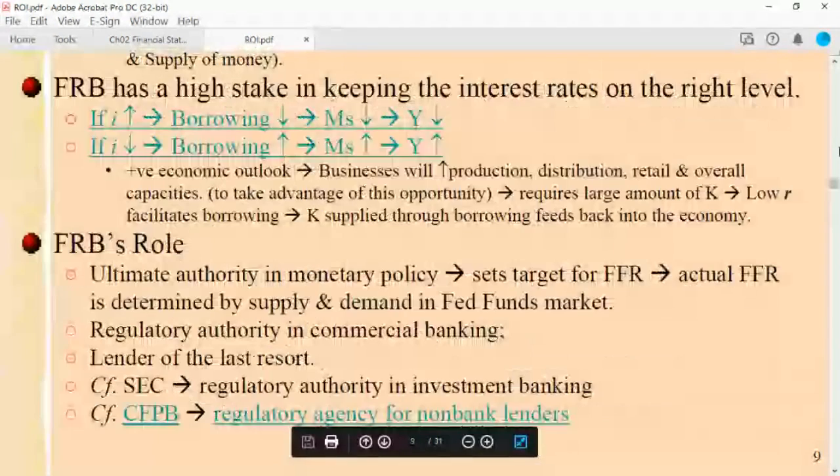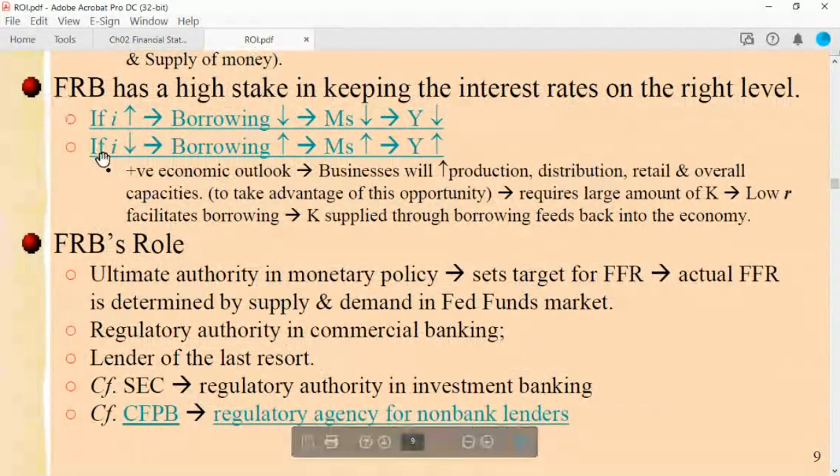Previously, we knew, because I explained it to you, that there's an inverse relationship between the interest rate and the economy, right? When interest rate goes up, borrowing goes down, money supply goes down, and overall output of the economy goes down. Output means income, right? Output is the income unto itself.